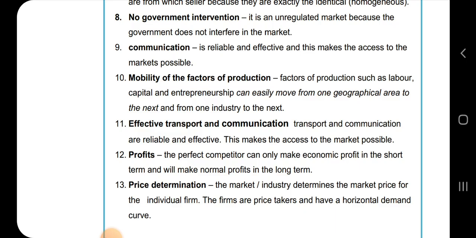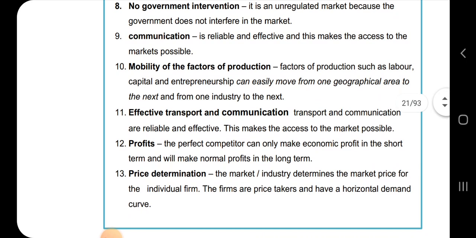And effective transport and communication. So there is transportation, and you have to know the importance of having transport in the economy, right? You need to know that a question like that can pop up. The communication in this competition is very reliable. Effective transport and communication makes the access to the market possible because there's transportation and you can communicate.